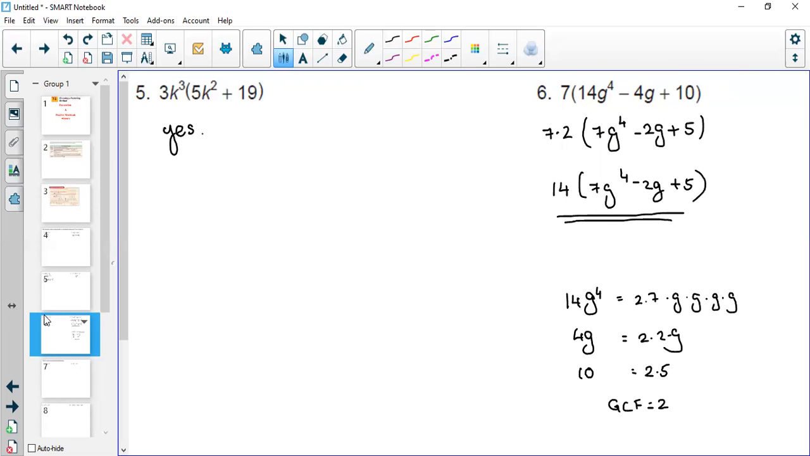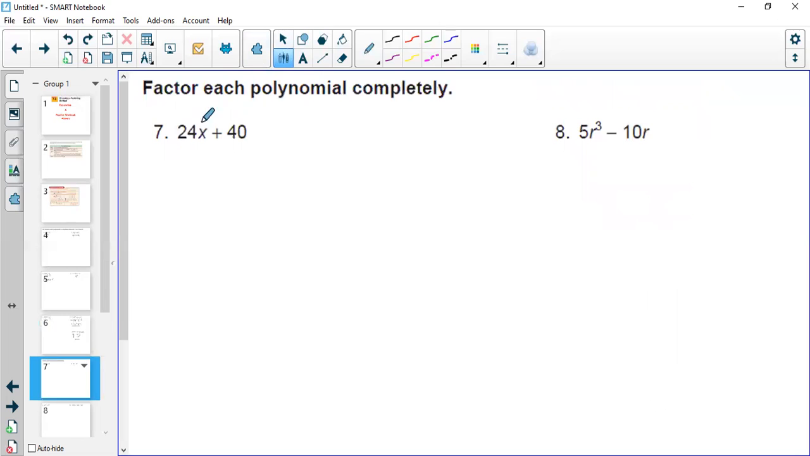So you need to first check for any common factors. If there are no common factors, then check for the GCF. These are the two main checkpoints to check whether a question is completely factored or not. So moving to the next one, you have to factorize each polynomial completely. So how do you think you're going to factorize this?